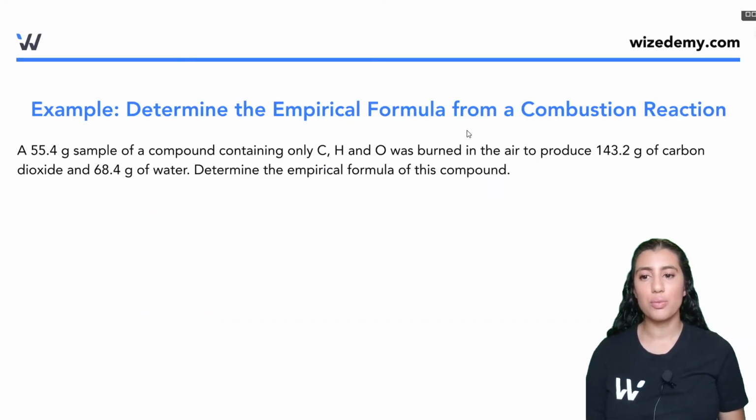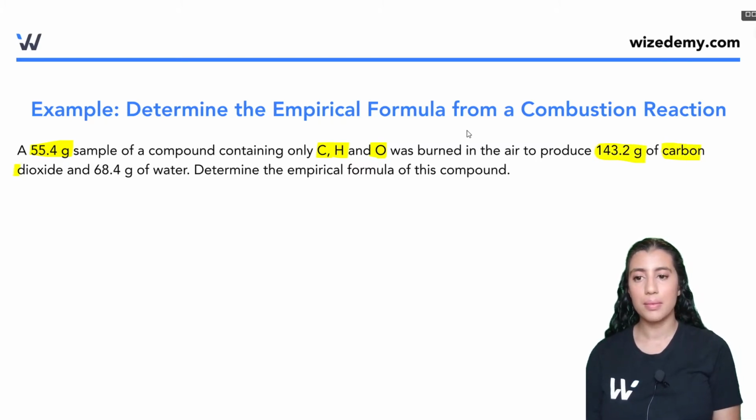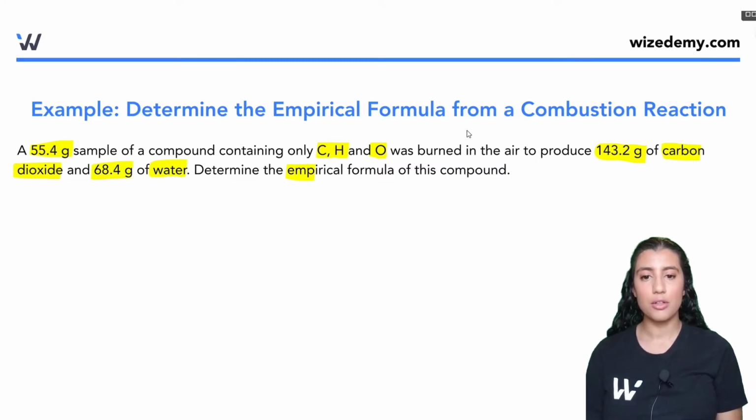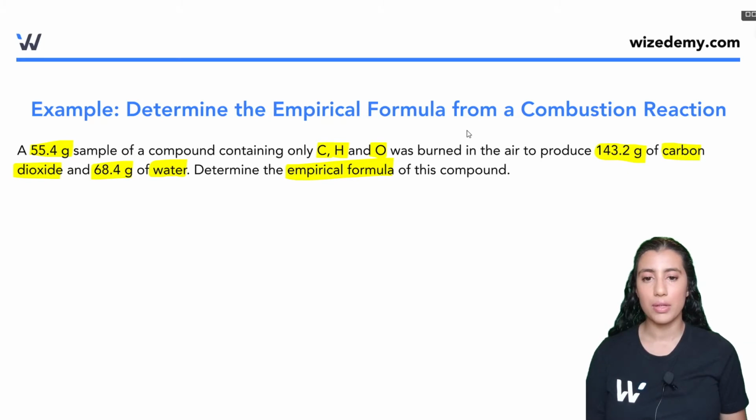Okay, so we're told that 55.4 grams of a compound containing only C, H, and O was burned in the air to produce 143.2 grams of carbon dioxide and 68.4 grams of water. And we're asked to determine the empirical formula of this compound.